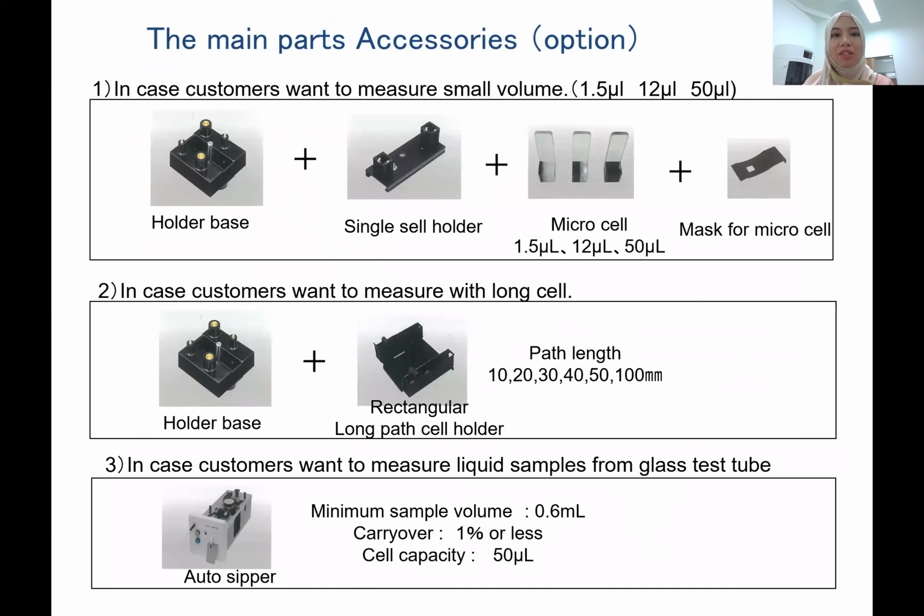Okay. And then the main parts, accessories, which are the options you already watched in the video just now. Just a quick recap, we have a lot of accessories to cater for your application and needs. Just let us know. If you have a small volume, 1.5 microliter, 12, 15 microliter, we have holder base, single cell holder, microcell, and massive microcell. In case you want to measure the long cell, we also have a holder base, a rectangular long path cell holder with a path length of this. And if you want to do something very automatically and fast, you will want to wash any of the cuvettes, which we can cater for. So these are all the specs that we have.